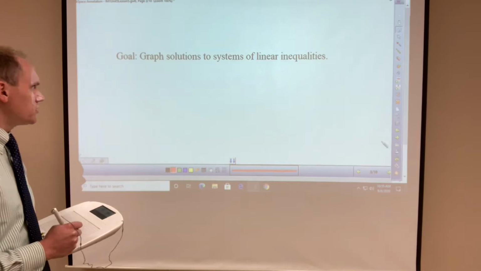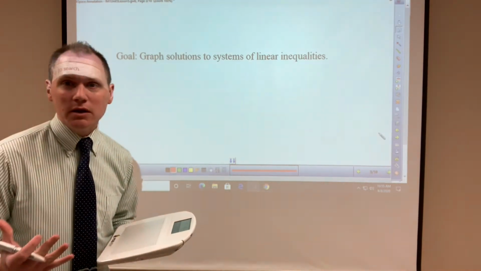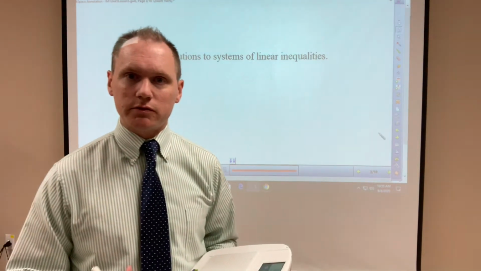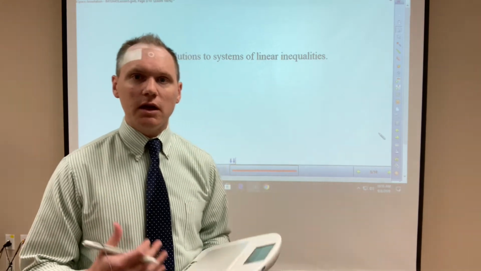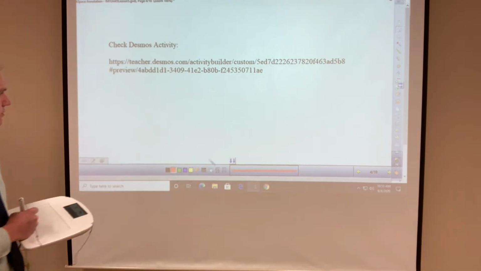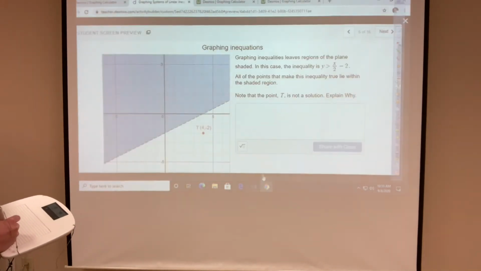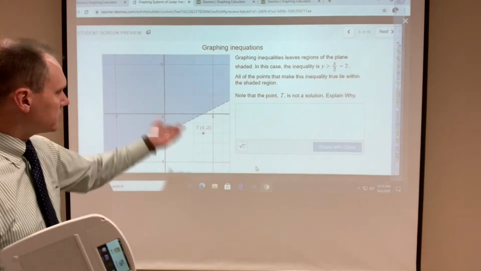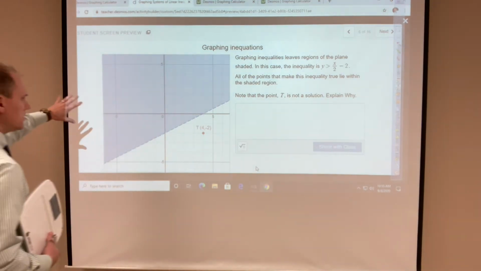All right, so that's our goal for today. Really, we've already done the major work of it in terms of understanding how to graph these and finding their intersection. But there's some other things that we want to do as well and get into more detail and practice this a little bit. So I've got an example here. We've got a shaded region here.